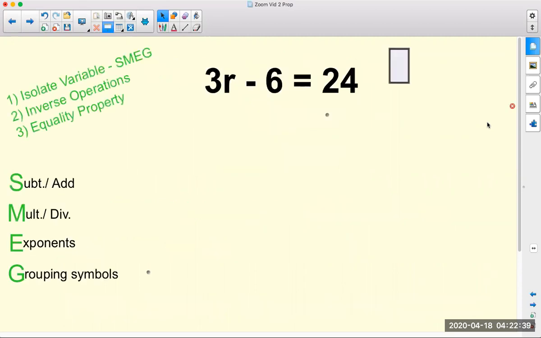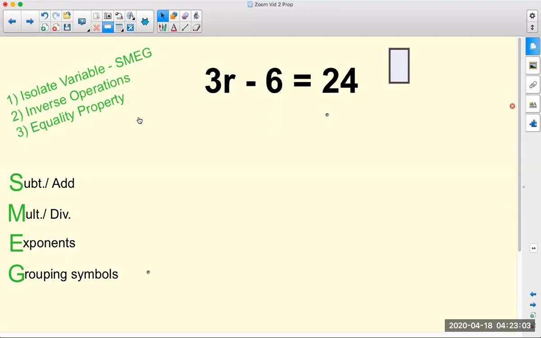Here's our first example. Before we get into the example, let's look over here on the left at this information. These are the guidelines and the procedures we're going to use to help us solve the equations. The first step is to isolate the variable. Isolate means get the variable by itself. How are we going to do that?